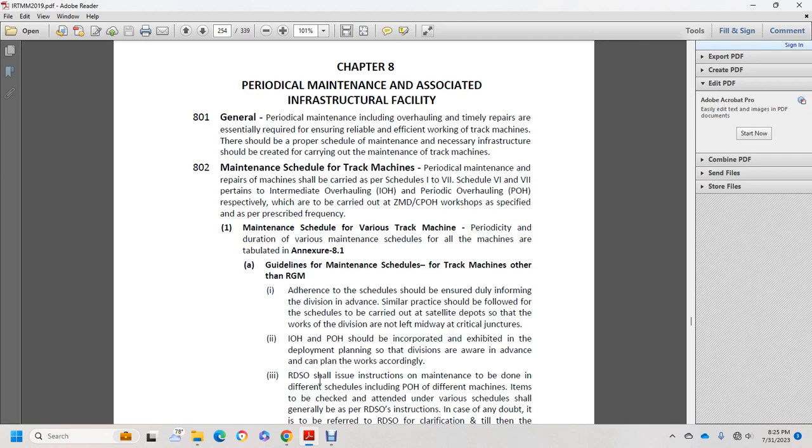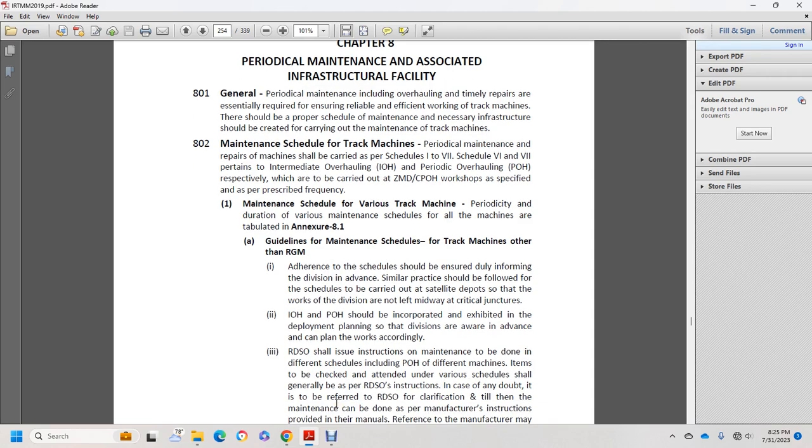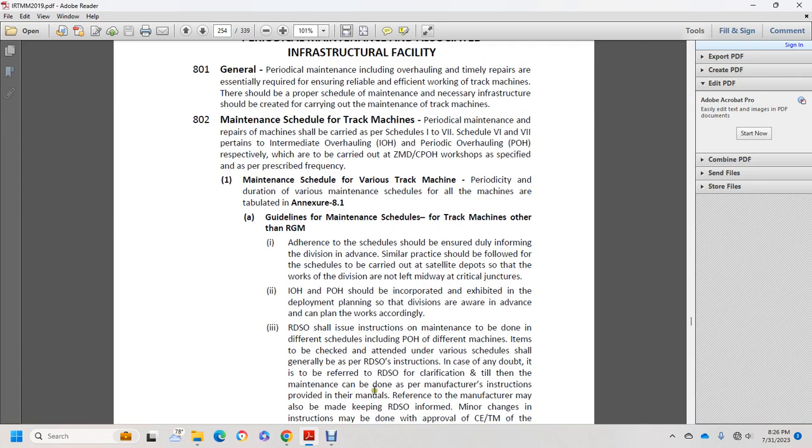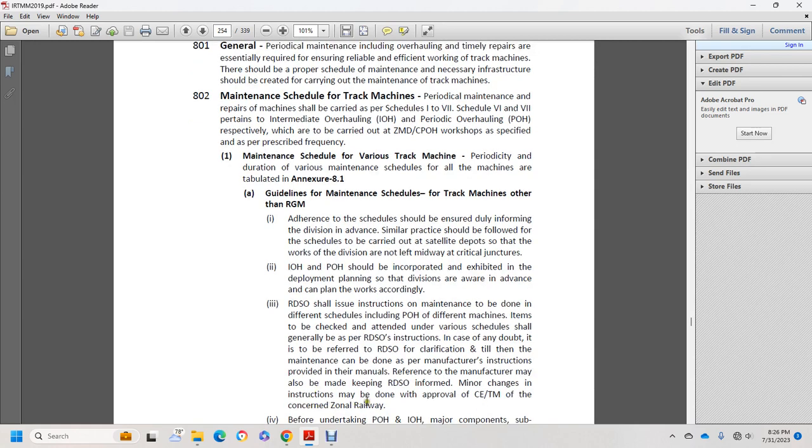The Research Design Standards Organization shall issue instructions on the maintenance to be done. The different schedules, including the periodic overhaul, with the items to be checked for the different machines, shall be as per the RDSO instructions. In case of any doubt, it should be referred to RDSO for clarification. Until then, maintenance can be done with the manufacturer's instructions, provided their manuals are referred to. The manufacturer may also be kept informed of minor changes in the instructions made until they are approved by the chief engineer of the track machine of the concerned zonal railway.